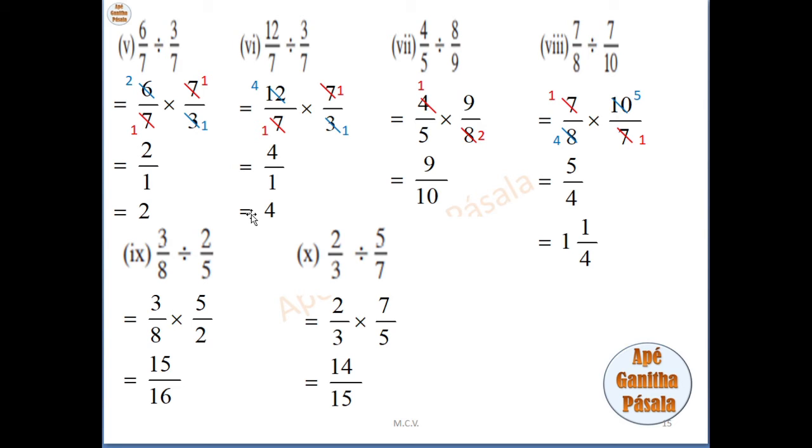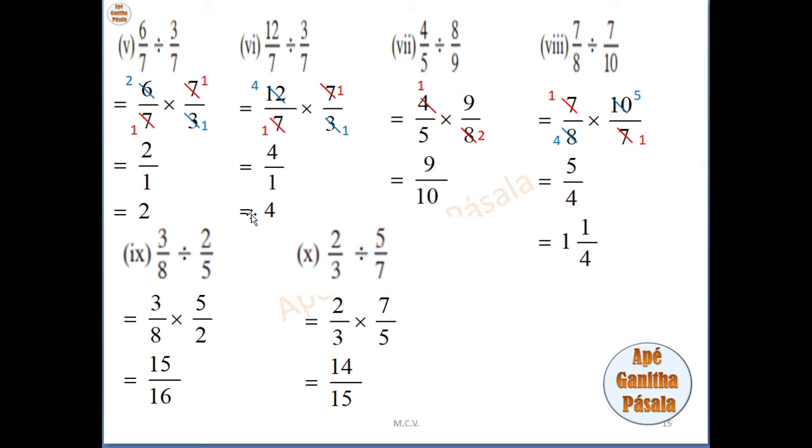Roman number 6. 12 over 7 divided by 3 over 7. 3 over 7, interchange the numerator and denominator, and that is equal to 7 over 3. Multiplying by 7 over 3. Try to simplify in this step. Then it will be easy to get the answer. You can cut like a cross, numerators and denominators.